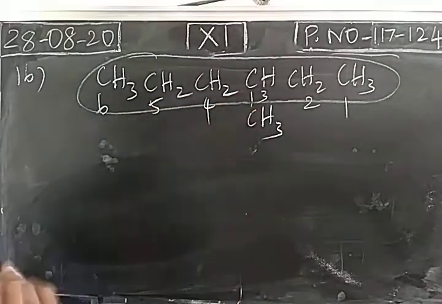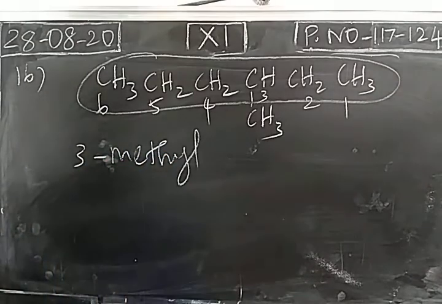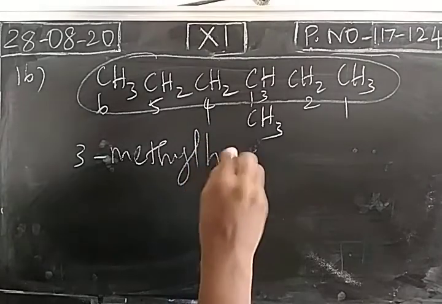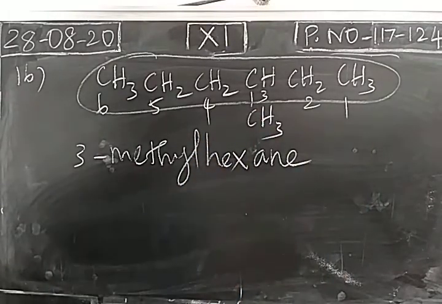Then the methyl group will have the least number, 3. So at the third position we have a methyl group, and in the longest chain totally 6 carbon atoms are present. Root word hex, only single bonds present between the carbon atoms. Primary suffix ane. We don't have a secondary suffix because the functional group is absent. So 3 methyl hexane.